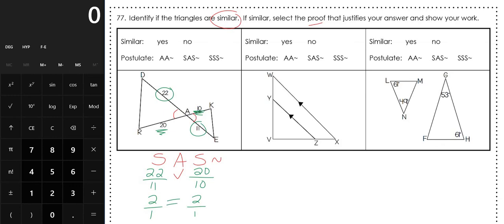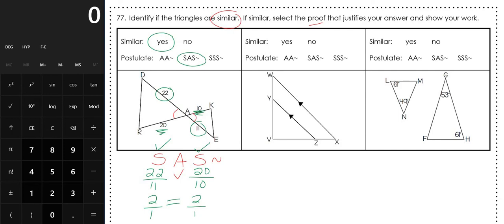So if they are the same ratio, if they're equal, then these two sides are in proportion. So perfect. The S's are also proportional. So I use the SAS theorem, and the SAS theorem says that yes, they are similar triangles. Let's look at the next one.